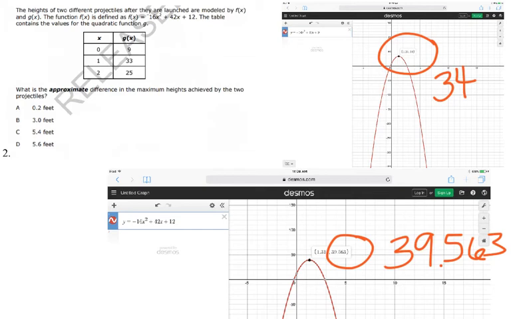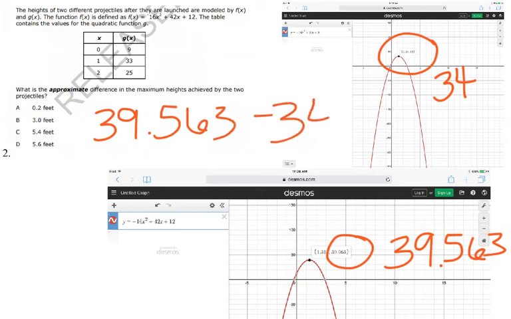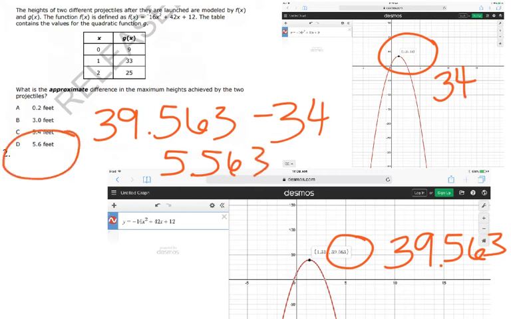And then the question asks, what is the approximate difference in the maximum heights? Remember, difference always means subtract. So I'm just going to do 39.563 minus 34. And you get 5.563, which you can round to 5.6. So that is your answer. That one's not hard as long as you're reading and understand that you're talking about 2 different ones and that you need to subtract.